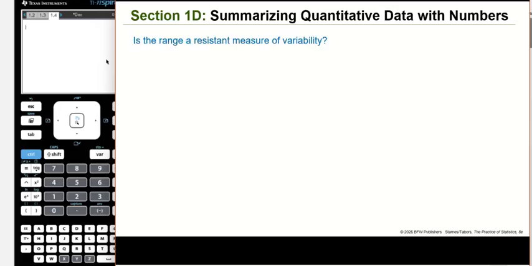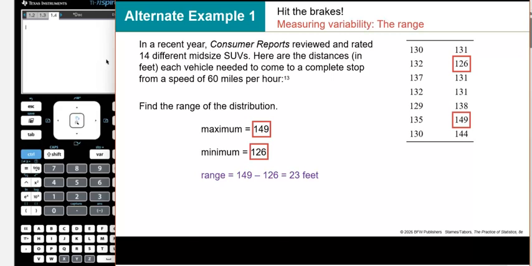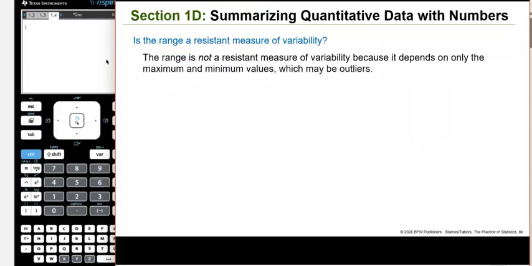Is the range a resistant measure of variability? It is not. Think about it. It's the biggest minus the smallest. If we had an outlier and the outlier was 200, now the range is much, much bigger, right? So it is not resistant, just like the mean is not resistant. Why is the range not an ideal way of measuring variability? It just tells us two points, right? It doesn't tell us about all the data in between. So just the minimum and maximum, it's a really rough gauge, but we can do better, I think.